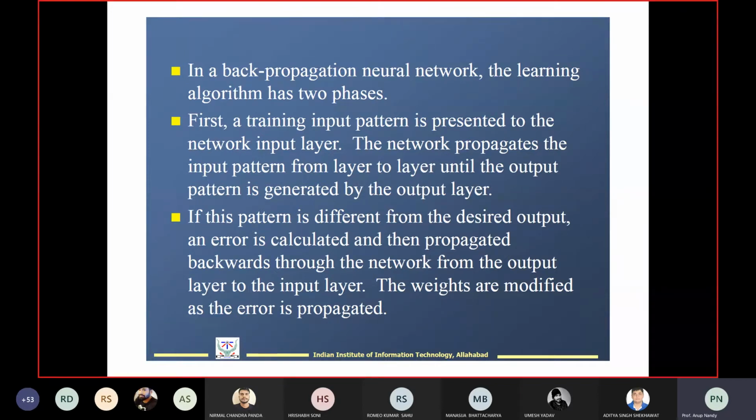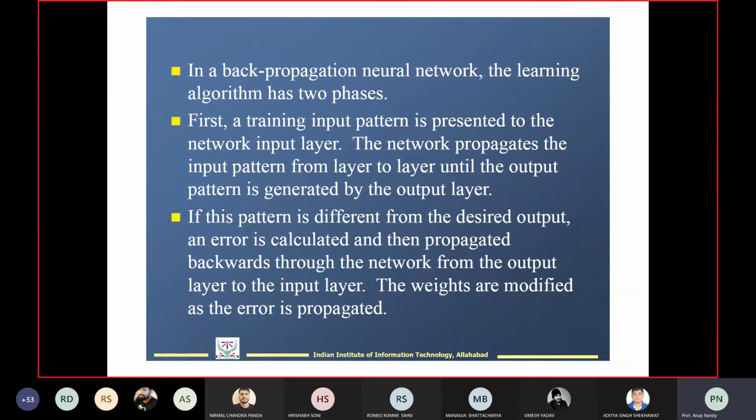Now you have to check if the output pattern generated by the output layer is different from the desired output that you are looking for. Then the error is generated and calculated. Then you have to measure the error. If the error is large, you propagate the error back through the network from the output layer to the input layer, and the error is reduced after tuning these weights. The weights are modified as the errors are back propagated. That is the concept.